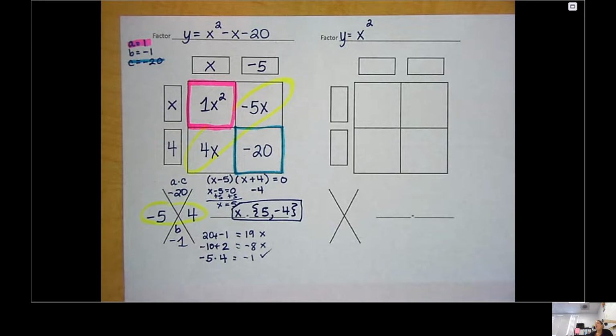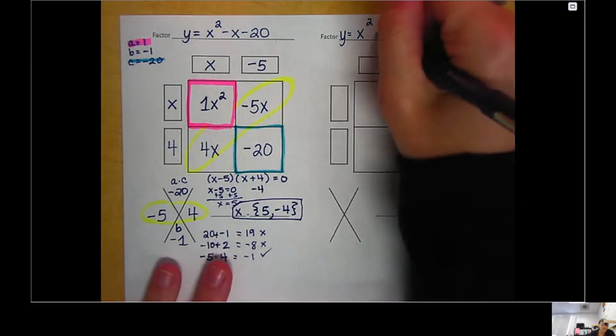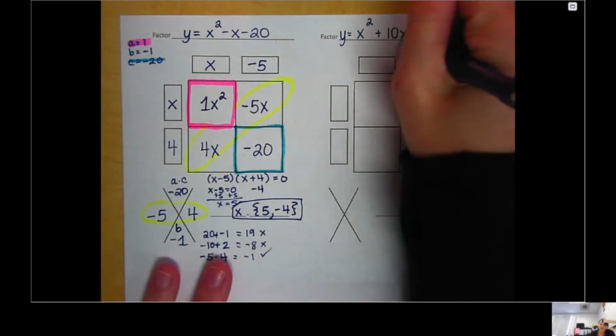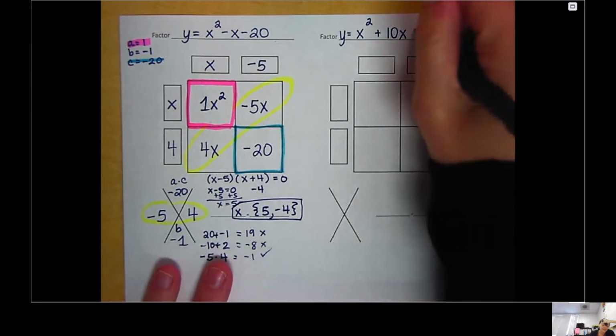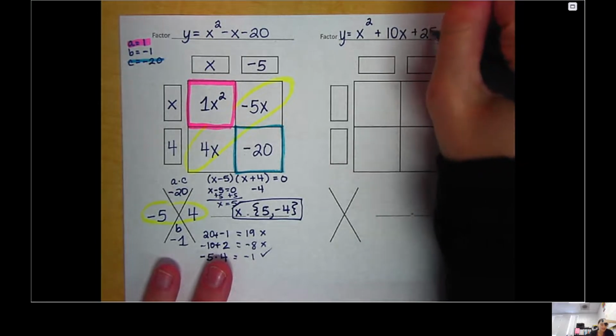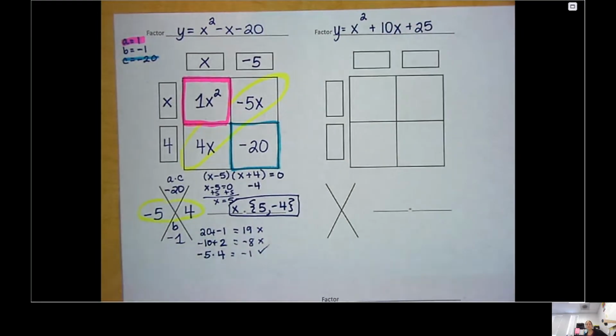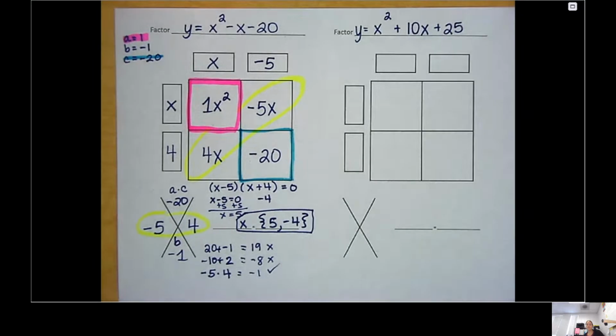You guys are funny. y equals x squared plus 10x plus 28.5. Give that one a try. I'll give you about 4 minutes.